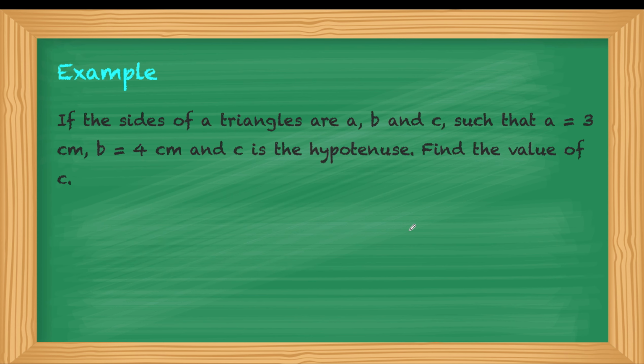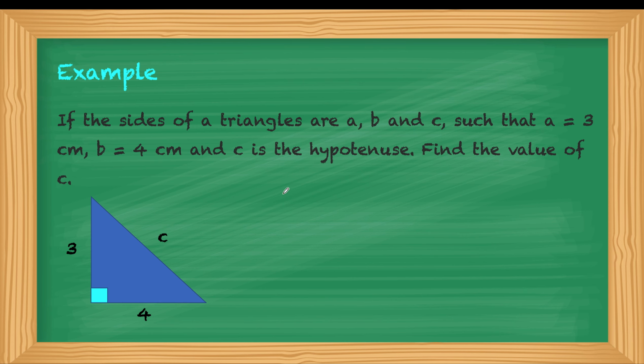Now, let's look at this other example. If the sides of a triangle are A, B, and C, such that A is equal to 3 centimeters, B is equal to 4 centimeters, and C is the hypotenuse, find the value of C. So, the first thing you would need to do is sketch your triangle. So my A, which is the perpendicular side, would be 3 centimeters, B, which is the base, would be 4 centimeters, and C would represent the hypotenuse.